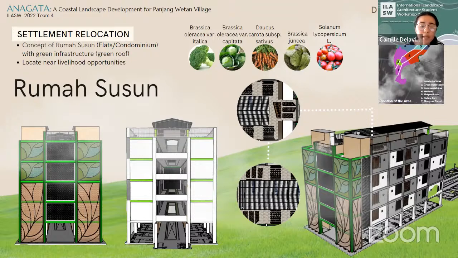Rumah susun is well known for being a large cluster of apartment buildings and low-cost housing. These flats take little space but can house a large number of people. To add to the convenience of the flats, we are also proposing to add a rooftop garden to the flats for the settlers so that they will be able to support themselves by using these plants. The plants proposed are, but not limited to, Brassica oleracea, or broccoli, Brassica oleracea var. capitata, or cabbage, Daucus carota, or carrot, Brassica juncea, or mustard, and Solanum lycopersicum, or tomatoes.